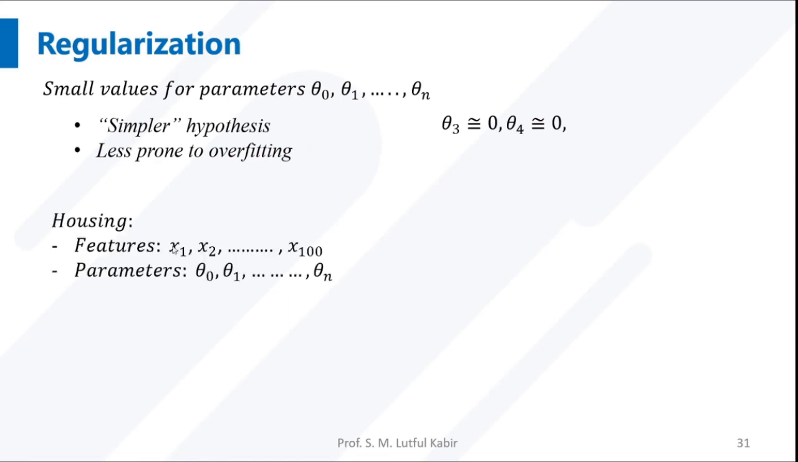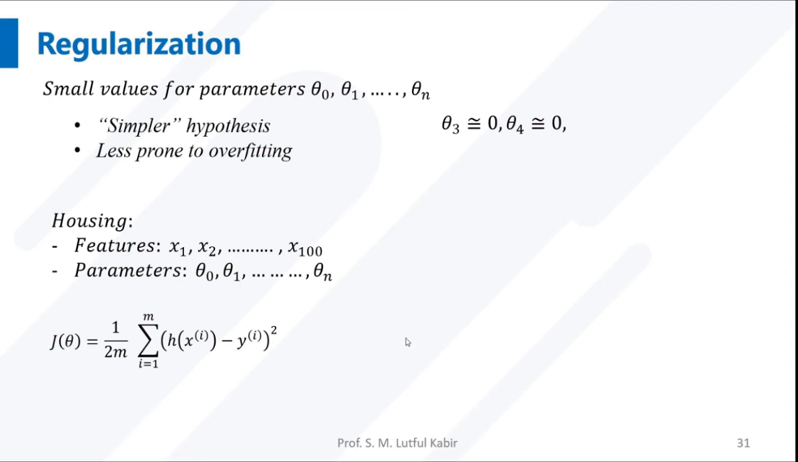In a housing problem, the number of features may be, for example, 100, and the parameters theta 0 up to theta n. So if we keep all the features, then we have to make the formula of the cost function where we want to minimize all of them. The cost function for linear and logistic regression algorithm is this one.